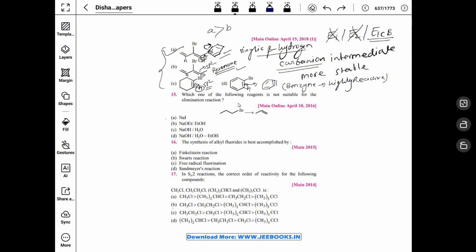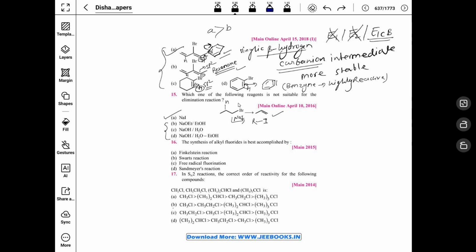If you remember, the reaction of alkyl halide with sodium iodide leads to the replacement of the halide by iodide, and this is known as the Finkelstein reaction. In the remaining cases, this is the base: ethoxide base, hydroxide base, and this is also hydroxide base. It can easily remove this beta hydrogen, leading to the formation of alkene, and hence the correct answer will be A. So A, sodium iodide, will not lead to the elimination reaction.